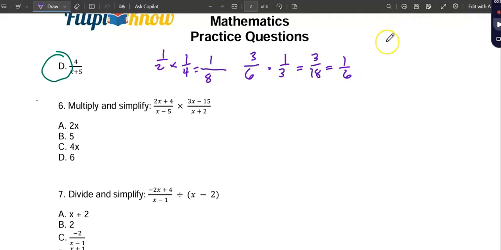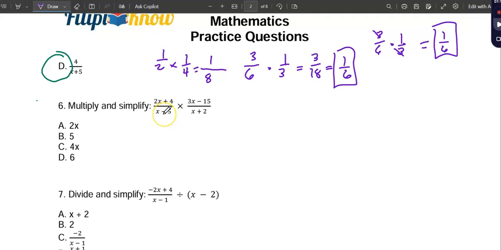All right, or we can also do it this way, 3 over 6 times 1/3. Before we multiply, we simplify first. Etong dalawa are common, so maka-cancel yan. So you are left with 1 over 6. The same thing. So that concept, we are going to apply that one here.